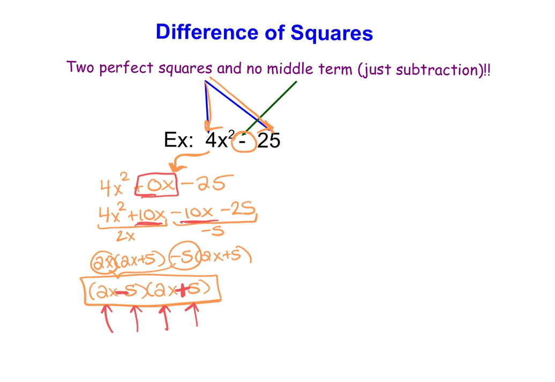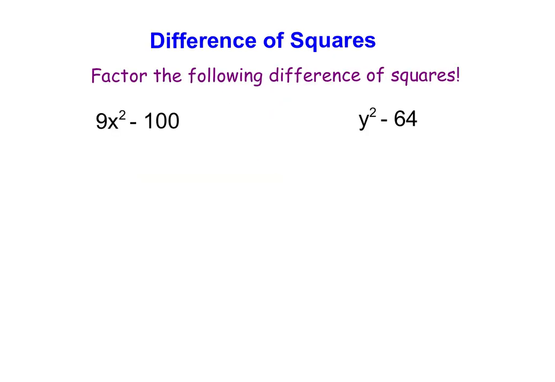So when we're looking for difference of squares, we're looking for, do we have a perfect square for our a value and a perfect square for our c value, and then no middle term and just a subtraction in between those two numbers. So let's jump in and actually practice a couple of difference of squares problems.